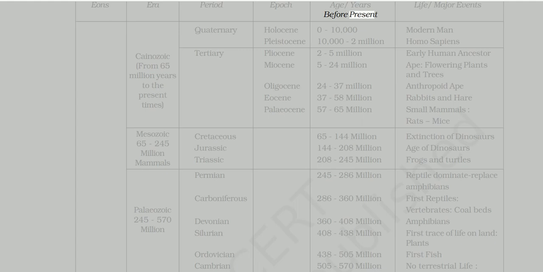Eons, era, period, epoch, age in years, life, major events before present. Quaternary: Holocene, 0 to 10,000, modern man; Pleistocene, 10,000 to 2 million, Homo sapiens. Tertiary: Pliocene, 2 to 5 million, early human ancestor; Miocene, 5 to 24 million, ape, flowering plants and trees; Oligocene, 24 to 37 million, anthropoid ape; Eocene, 37 to 58 million, rabbits and hare; Paleocene, 57 to 65 million, small mammals, rats, mice. Cretaceous, 65 to 144 million, extinction of dinosaurs; Jurassic, 144 to 208 million, age of dinosaurs; Triassic, 208 to 245 million, frogs and turtles.